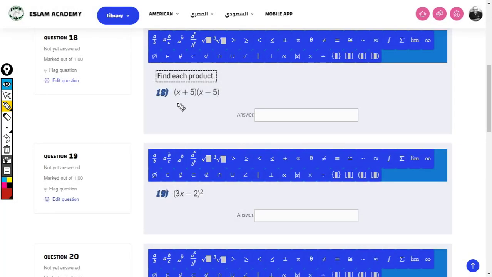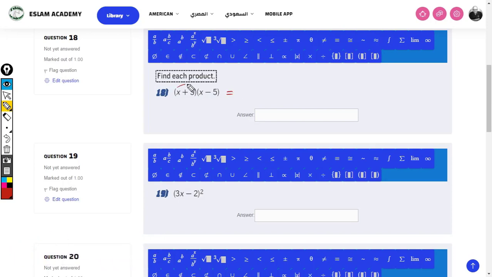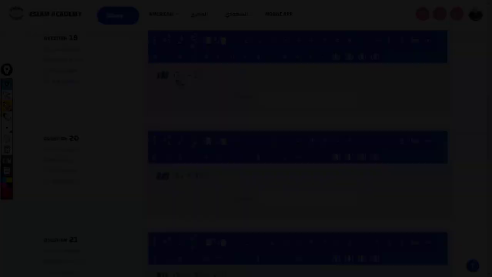Find each product. x plus 5 multiplied by x minus 5. You will find that the two expressions are similar, the only difference between them is that one of them is plus and the other is minus. That's one of the types of the special product. Once we have the same expression in the two brackets, one of them positive and the other negative, just multiply the first by the first. x multiplied by x will be x power 2. Positive multiplied by negative equals negative. 5 times 5 will be equal to 25.